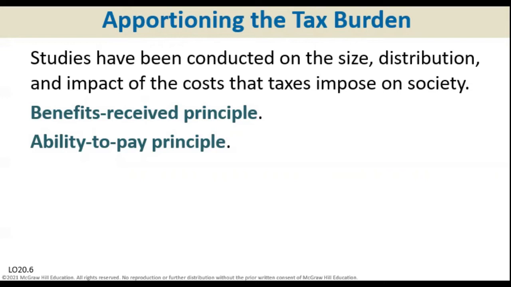So again, to summarize here, the benefit received principle states that people who use the benefit for the services provided by government should pay for it, right? And the second one, the ability to pay, is people who can afford it, right? The wealthier should pay taxes on the service because they can afford to pay for it.